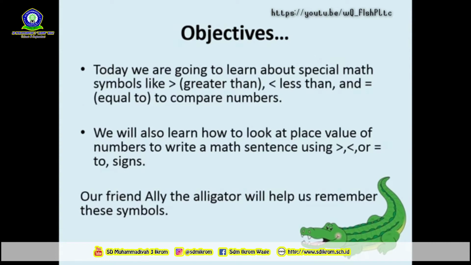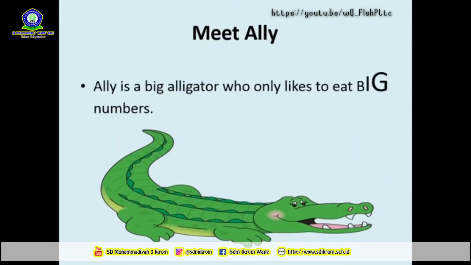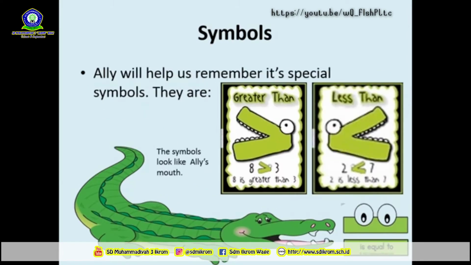Our friend Allie the alligator will help us remember these symbols. Meet Allie. Allie is a big alligator who only likes to eat big numbers. Allie will help us remember the special symbols. They are greater than, less than, equal to. The symbols look like Allie's mouth. Take a look.